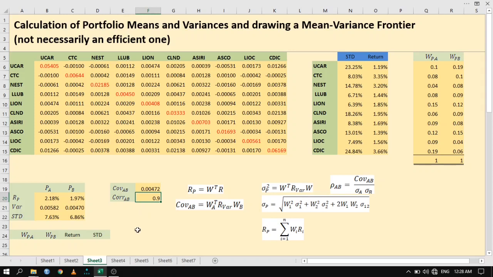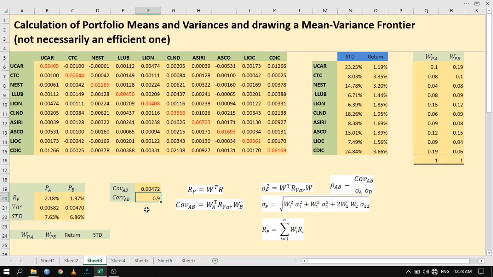Now that we have already created two portfolios using all the 10 stocks, what I'm going to do is create another set of portfolios using these two portfolios. As the first step, we created two portfolios using all the 10 stocks. That means these two portfolios represent all the 10 stocks that we have selected from the Colombo Stock Exchange.